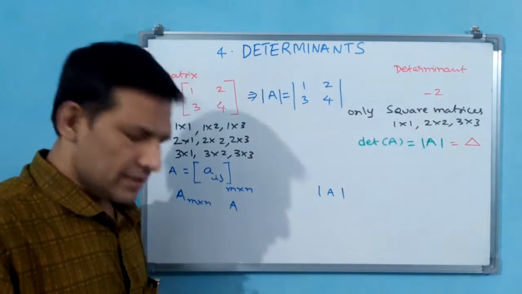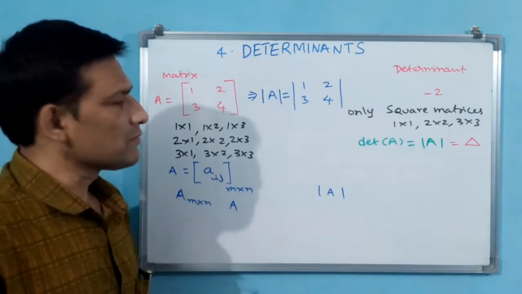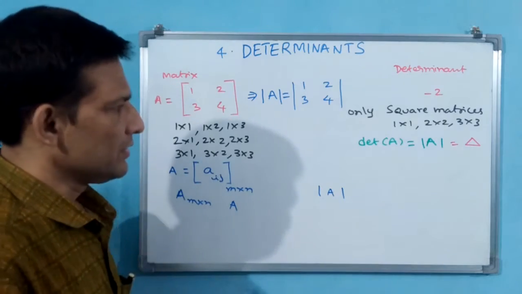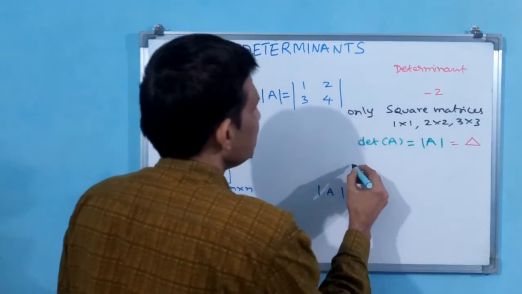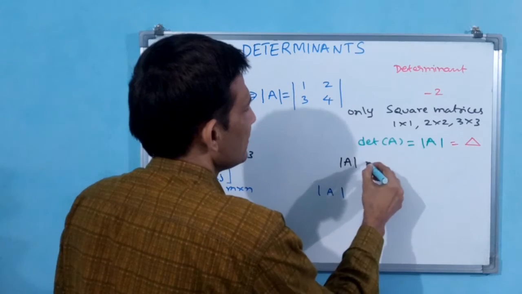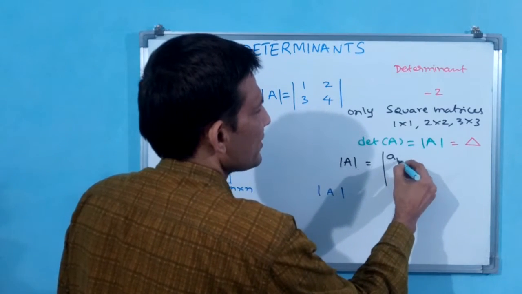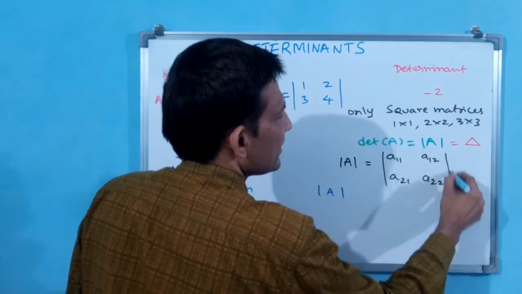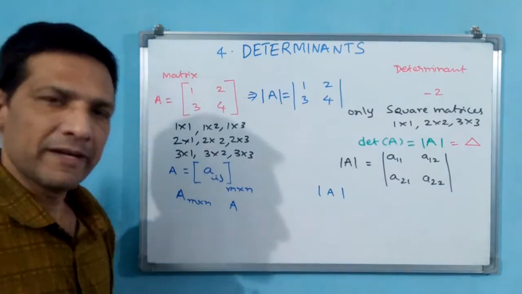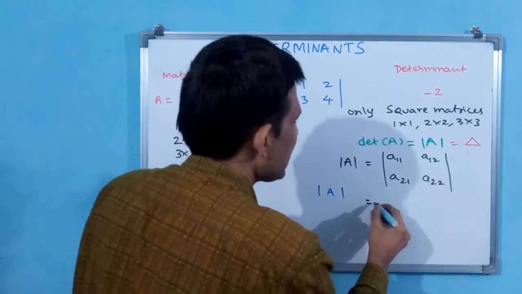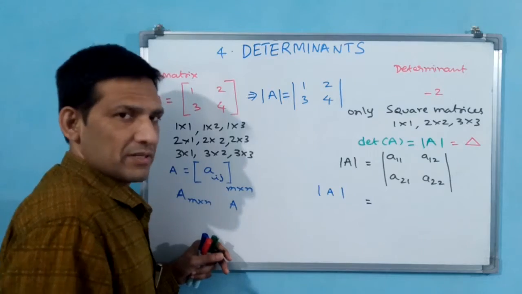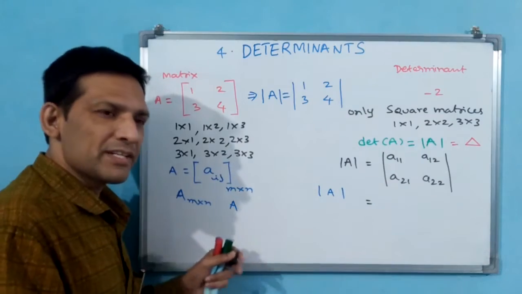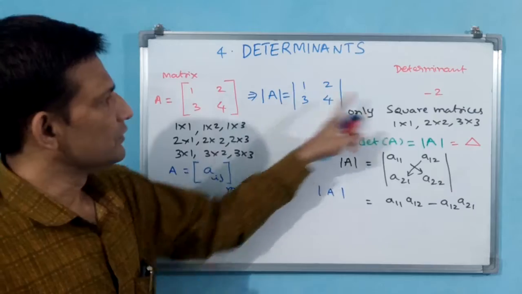What is that operation? Let me tell you. See how you take this 1, 2, 3, 4. Normally, say A is equal to A11, A12, A21, A22. What is the value finally? It is an operation, and the final value. If you do the operation, then only the value will come.